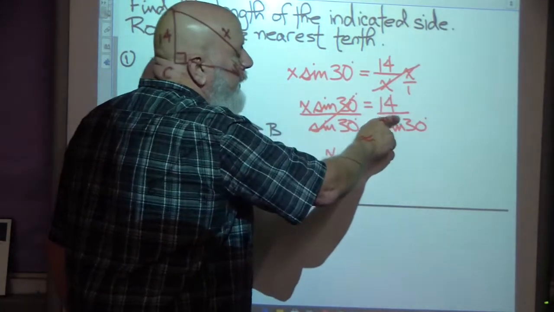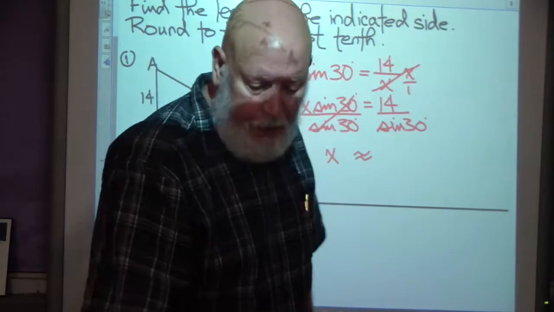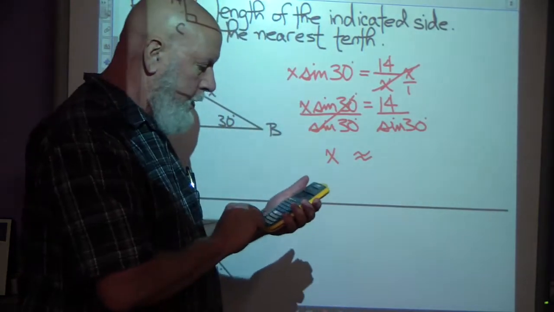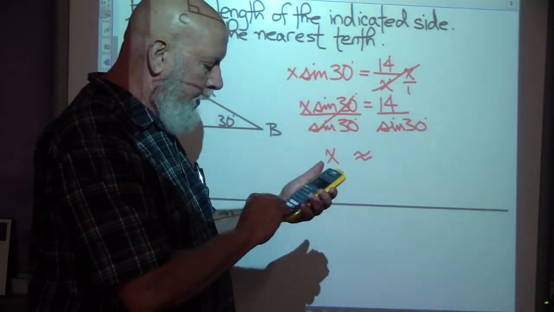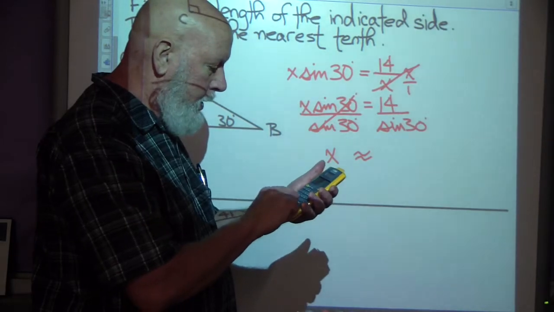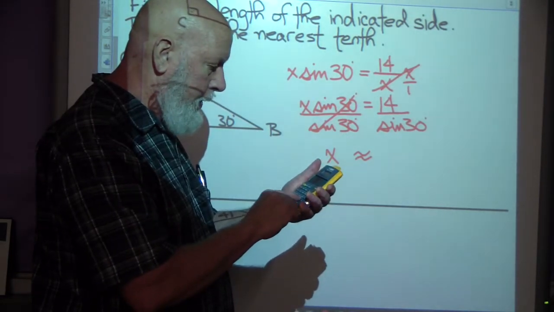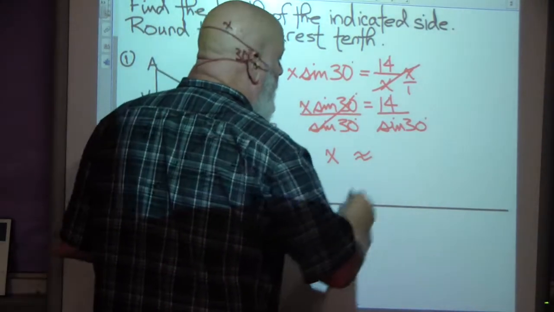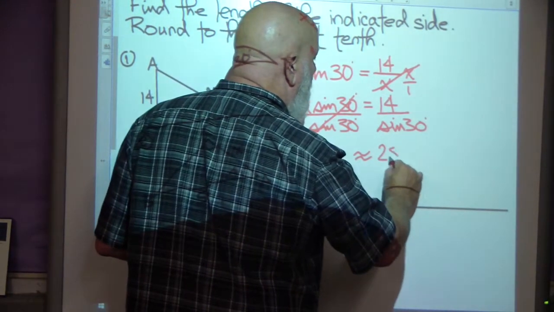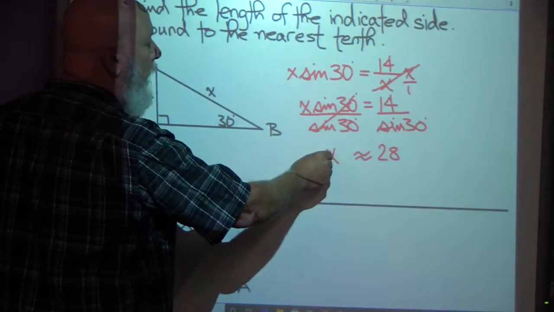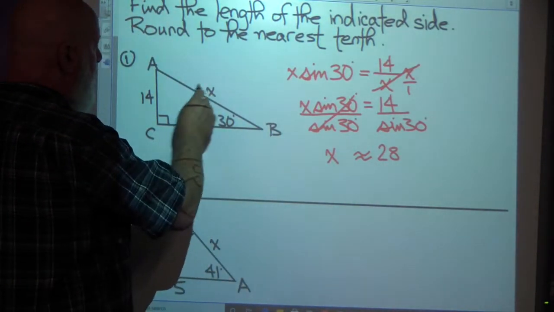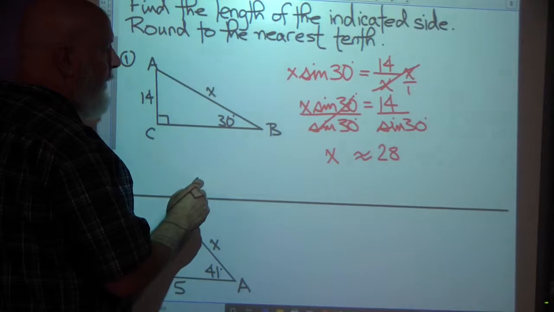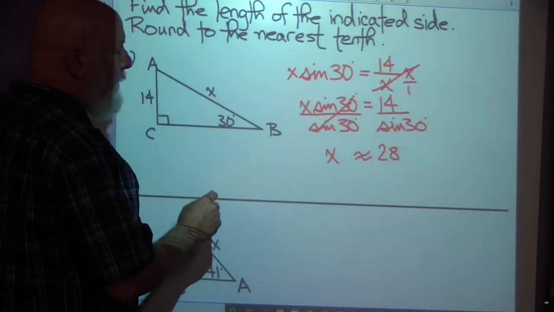We got 14 divided by the sine of 30, so we get a calculator. Turn it on and clear it. 14 divided by the sine of 30. Click. That's 28. And that would be the length of the missing side. If this is 14, this is 28. Alrighty, that's what we're looking for.